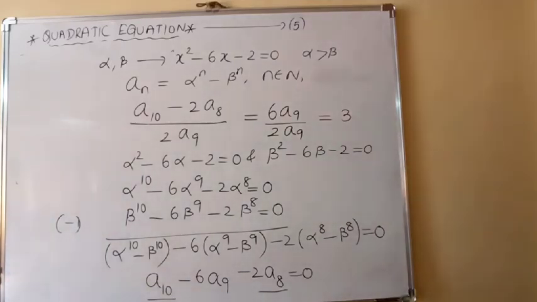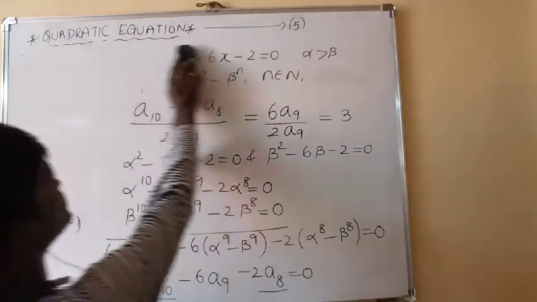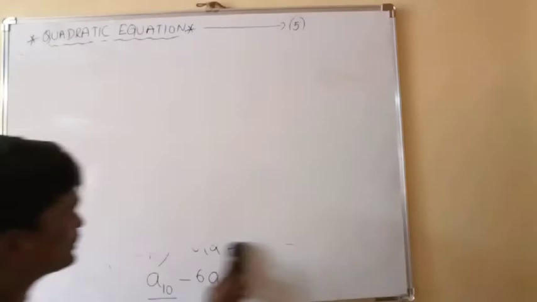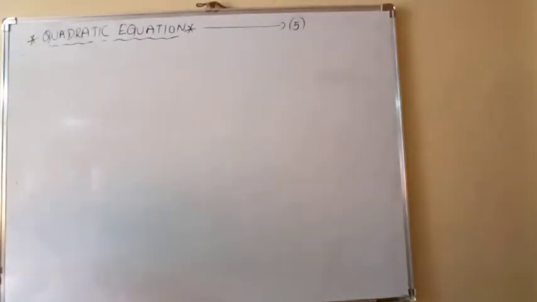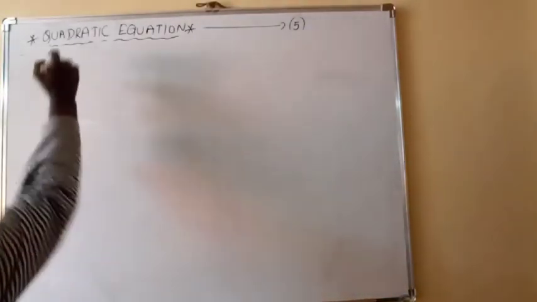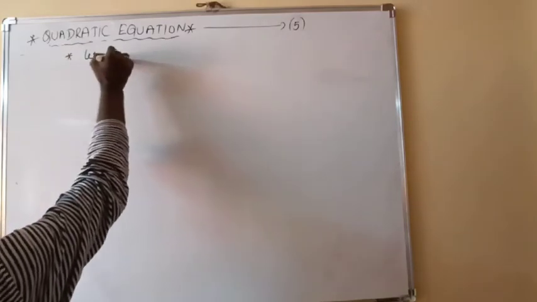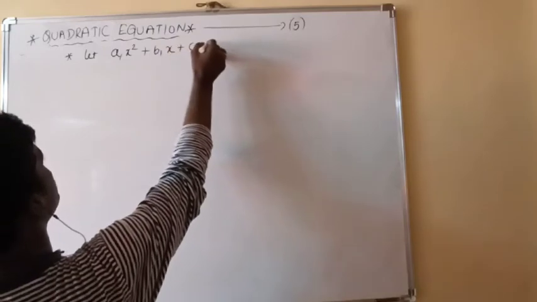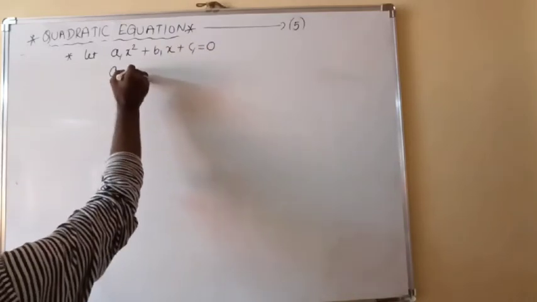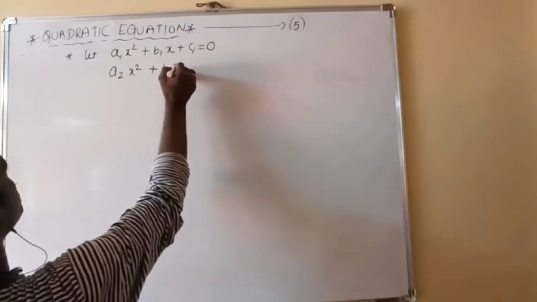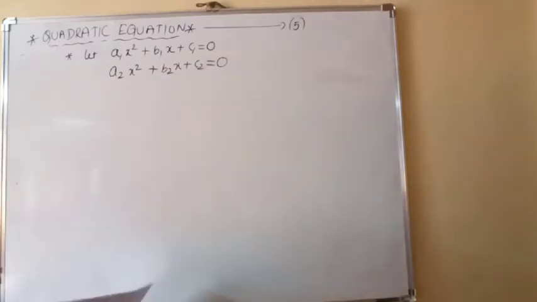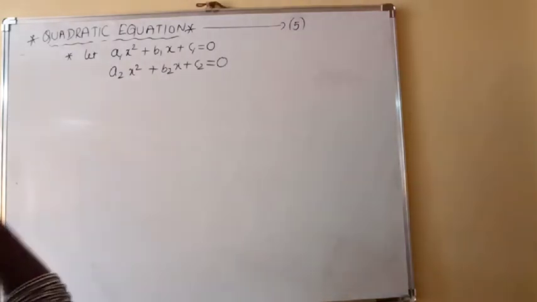Next, condition of common roots. Next concept, condition of common roots. So I am going to write down here. Let a1 x square plus b1 x plus c1 is equal to 0, and a2 x square plus b2 x plus c2 is equal to 0. So the condition for these two quadratic equations to have a common root is, I am going to write directly the shortcut formula.